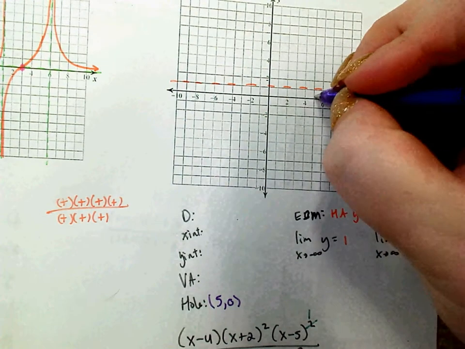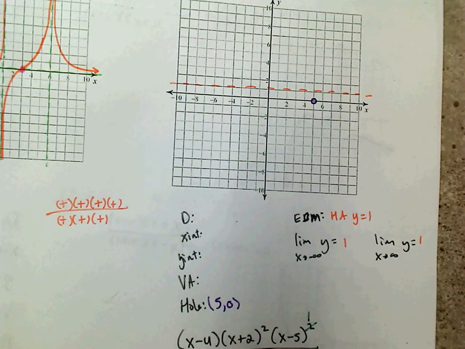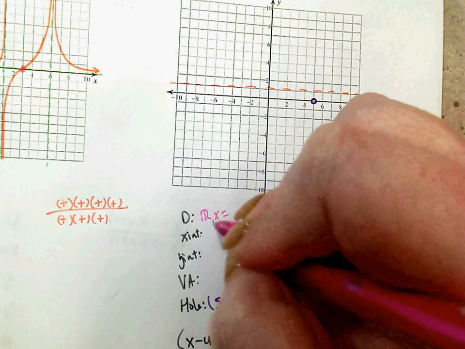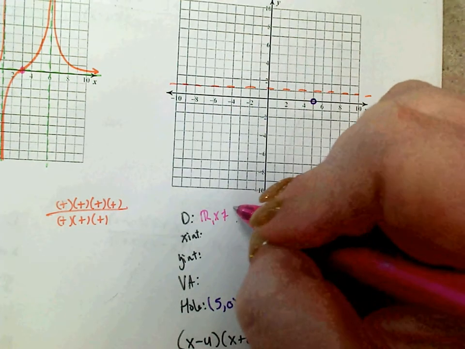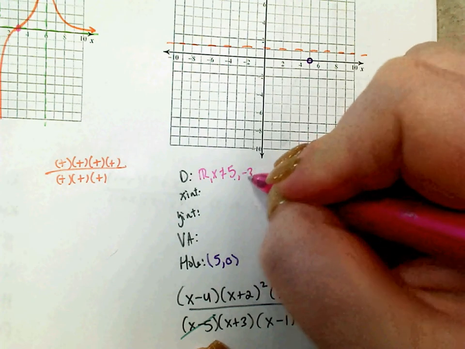Okay? All right. As far as the other things that are going on, let's talk domain. Domain is everywhere except where the denominator is 0. So 5, negative 3, and positive 1. So my domain is everything but those numbers.